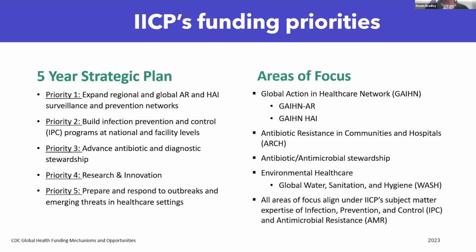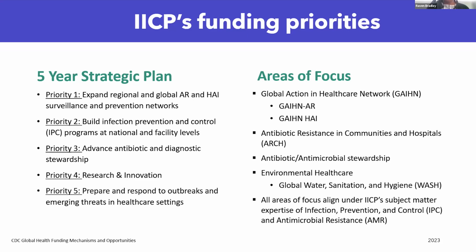So Global Action in Healthcare Network, which we refer to as GAIN, is a global collaborative network consisting of countries, institutions, and partners at global, regional, national, and subnational levels, working together to address critical emerging antimicrobial resistant threats in healthcare settings through rapid detection and response. We have 2 focus areas, the GAIN AR and the GAIN HAI, which really is just a network of networks to be able to identify and respond to these outbreaks.